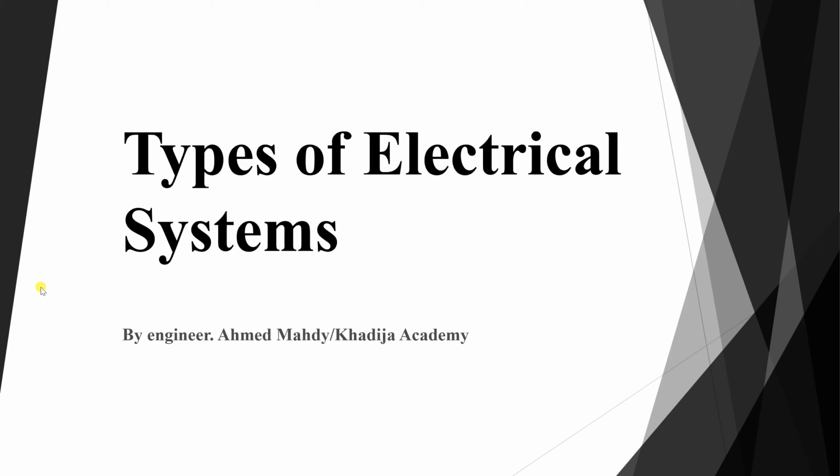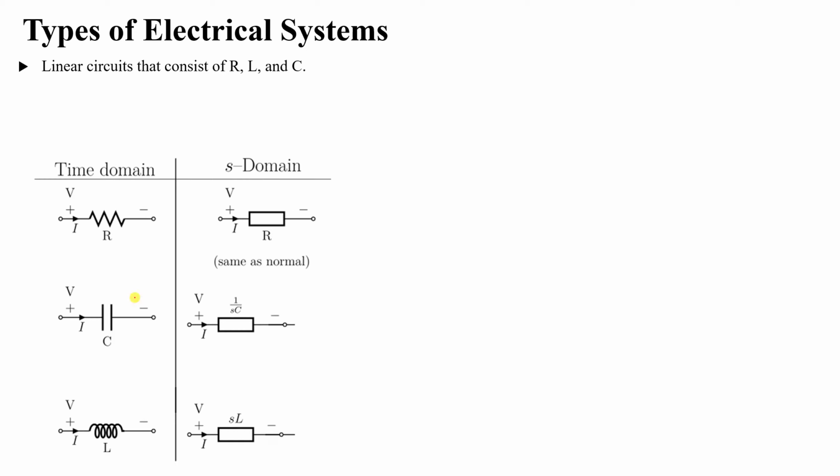Now let's see the Laplace transform for electrical systems. For electrical systems, we have linear circuits. What does linear circuits mean? It means it consists of passive elements or linear elements like R, L, and C. So let's look at this.